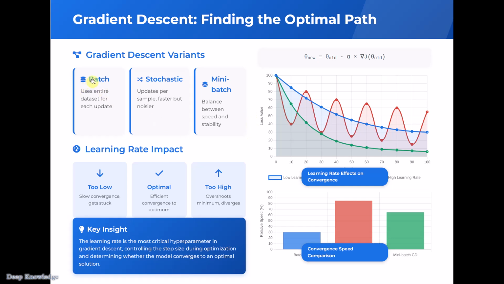Batch gradient descent uses the entire dataset for each update. Stable but slow, and also resource consuming. If you have, let's say, a small GPU, you will not be able to load the whole dataset into memory for updating the weights, let's say, for backpropagation.